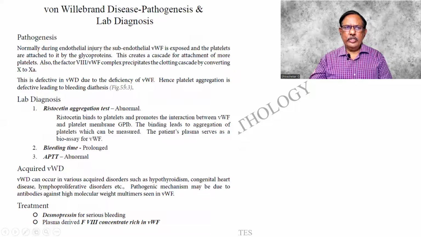And the lab diagnosis will be these. These are the tests I would like you, that is why I have enlarged this. I would like you people to kindly learn by heart the lab diagnosis of von Willebrand's disease. The bleeding time is prolonged, APTT is abnormal, and there is an abnormal ristocetin aggregation test. So this is one. The treatment will be desmopressin that is given. And also factor VIII can be given in high doses. This will be the treatment.